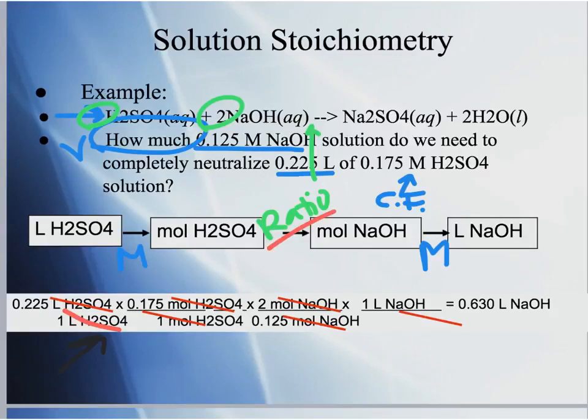It's a 2-to-1 ratio, like we said, so 2 moles of NaOH to 1 mole of H2SO4. And then finally, we'll use the molarity of the NaOH solution to convert from moles to liters. Since 0.125 molarity means the same thing as 0.125 moles in 1 liter, we can use that as a conversion factor to get the liters in the end. And when you do the math, you get 0.630 liters of the NaOH solution.